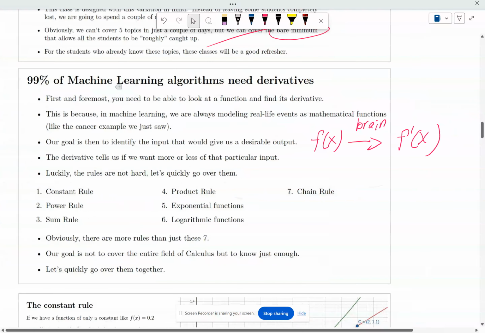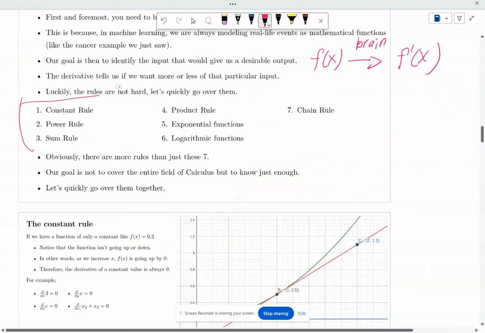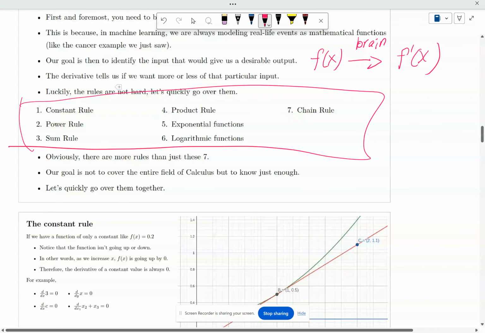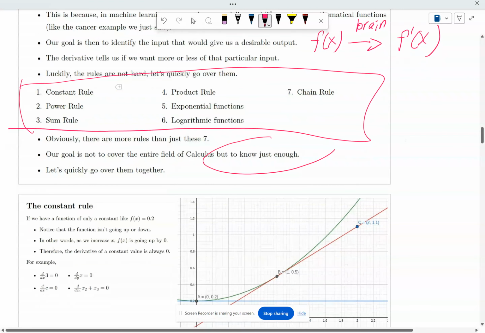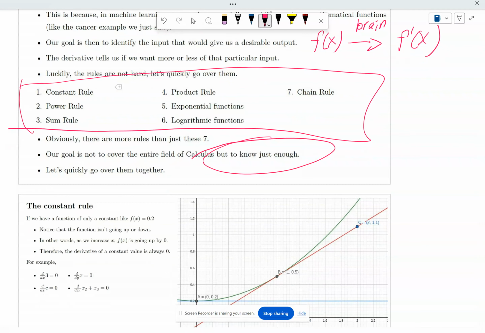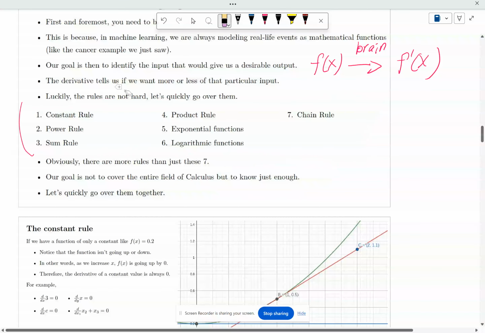And luckily, to get most of what we want to achieve, there are only really 7 rules. I mean, obviously there are more than 7 rules, but these 7 cover the majority of the bases and are good enough, at least for this class. All right. So we're not going to cover everything. We're just going to do just enough, so that we can do it quickly and you get the point. So let's start by doing the constant rule.